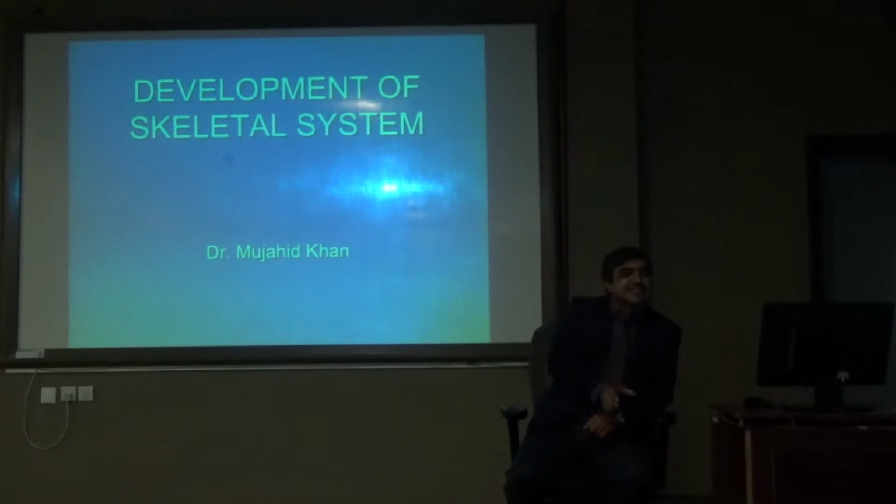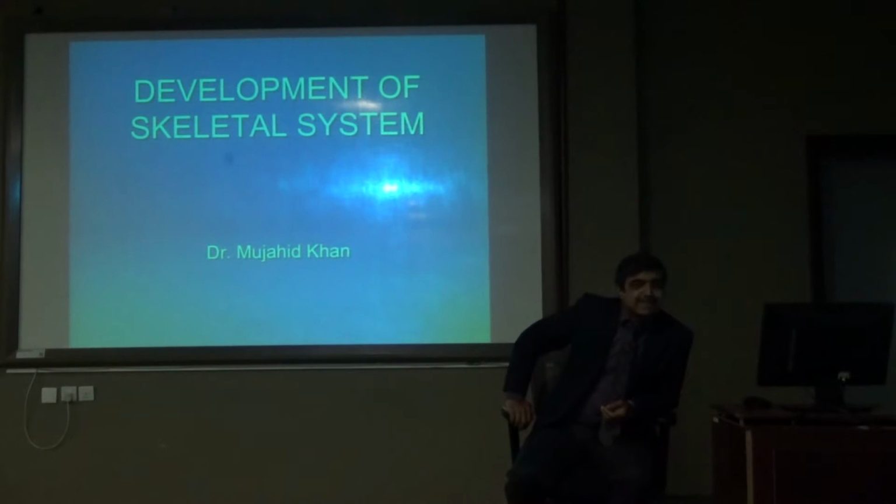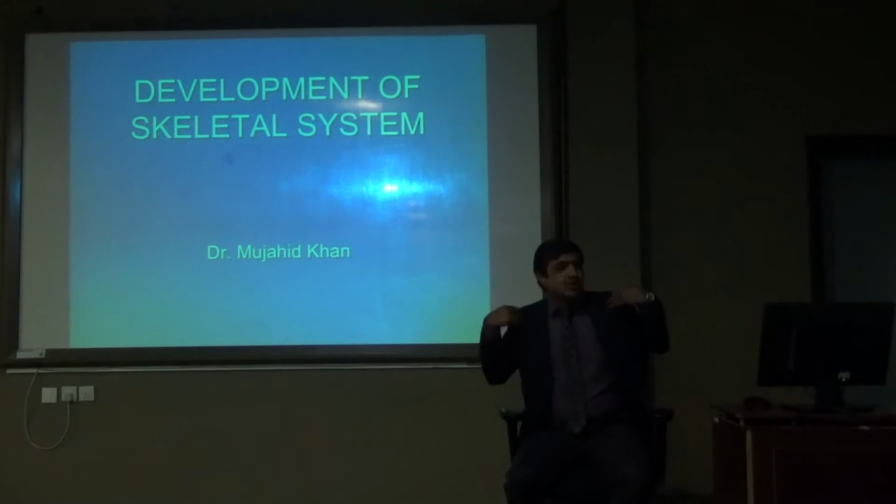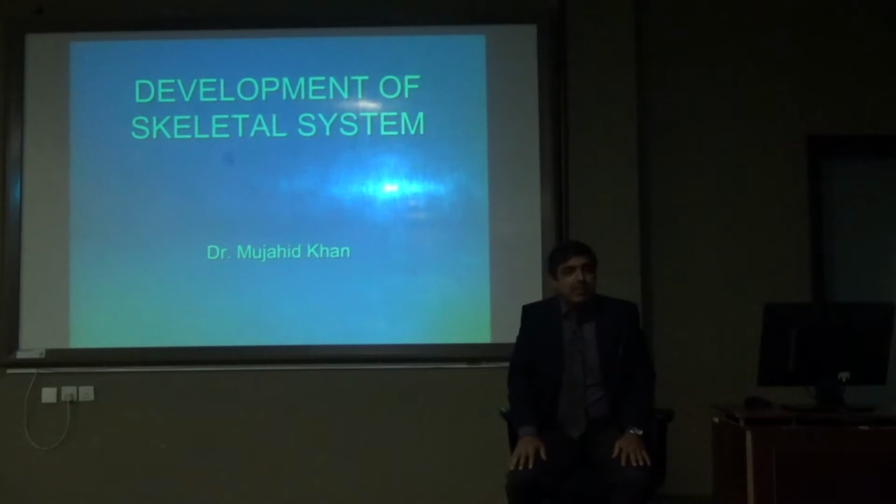What is the axial skeleton? The skeleton in the axis. Yes. Simple. And the axis, what is that? Cranium, vertebral column, sternum, ribs. And what is appendicular? Limbs and the girdles: the shoulder girdle, the hip girdle, lower limb, upper limb. So they are the appendicular skeleton.